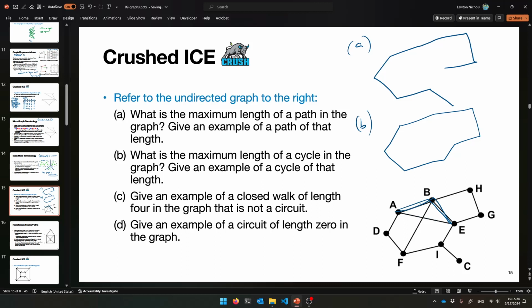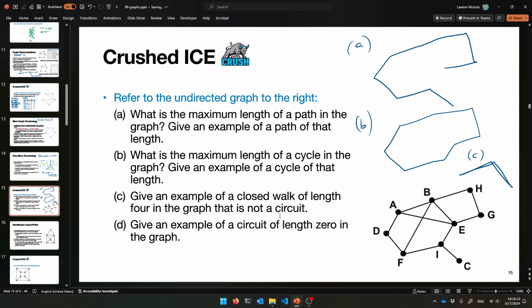Back to A. Or sorry, that was length 3. So you see that? A to B, 1. B to E, 2, back from B to E, I reuse the edge. That's okay for a closed walk, but not a circuit, and then back from B to A. So here to here, 1, 2, 3, 4 reused edges. That's totally allowed in a closed walk, but not allowed in a circuit. So that's my part C answer right there. I hope you see that.